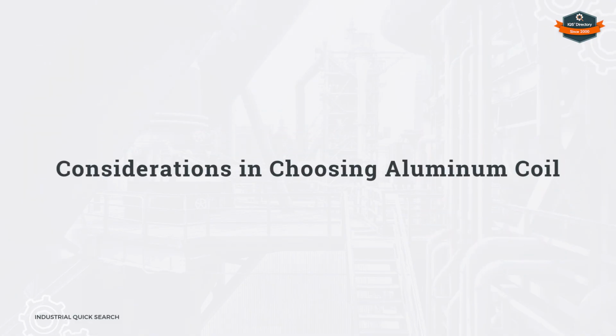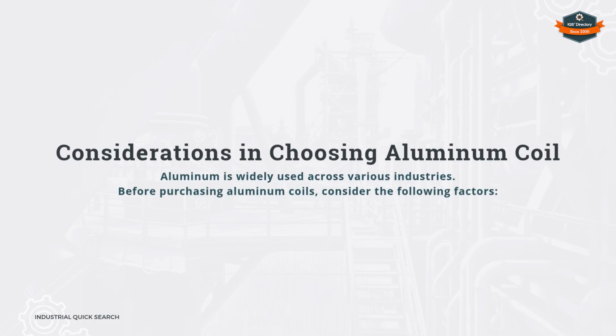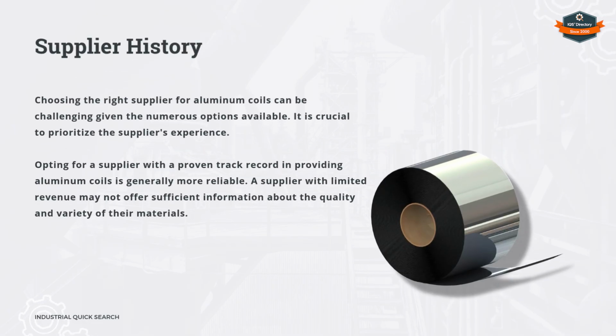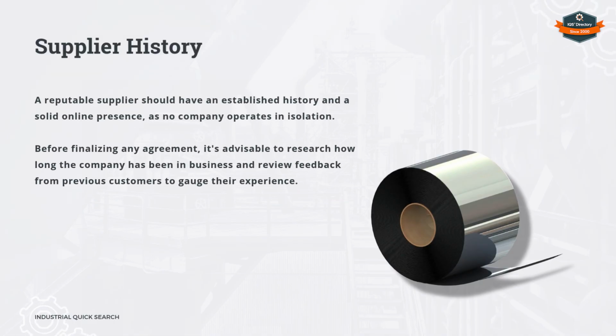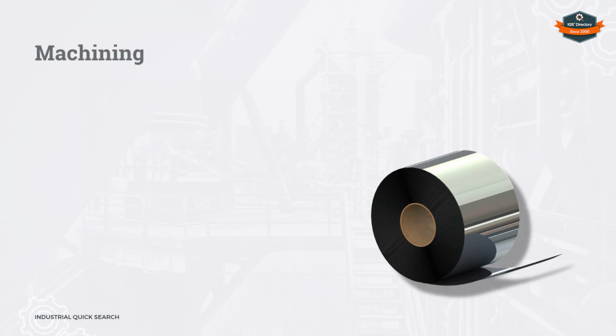Considerations in choosing aluminum coil. Aluminum is widely used across various industries. Before purchasing aluminum coils, consider the following factors. Supplier history. Machining.